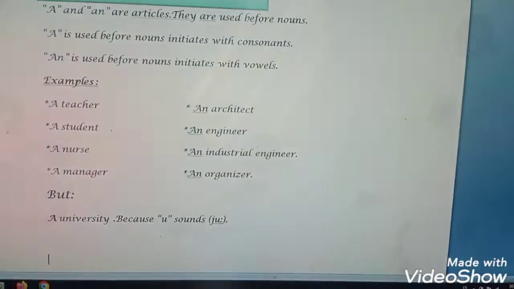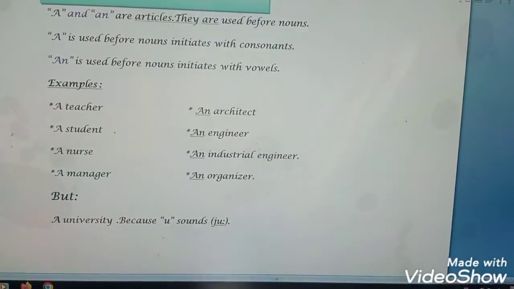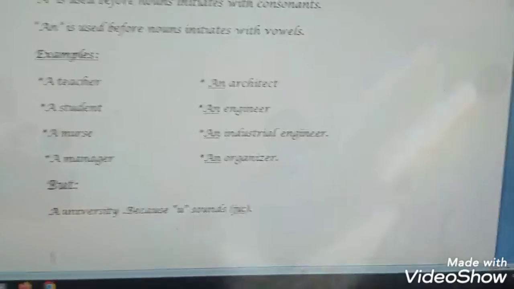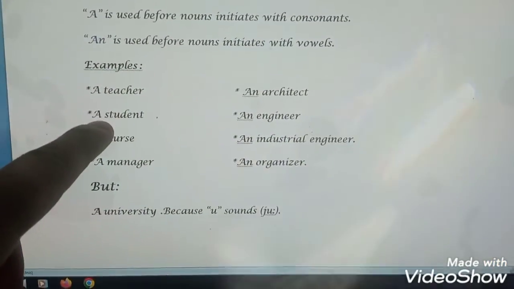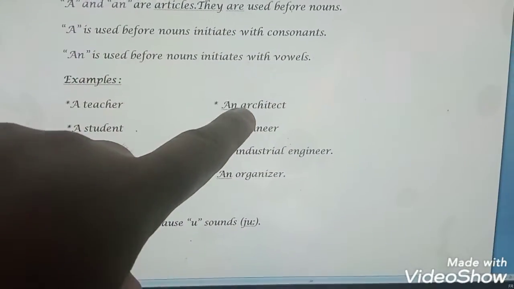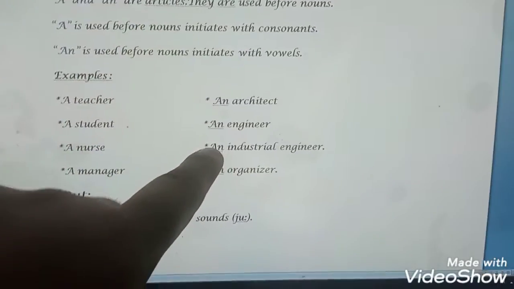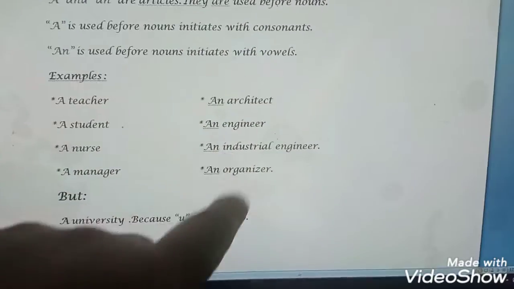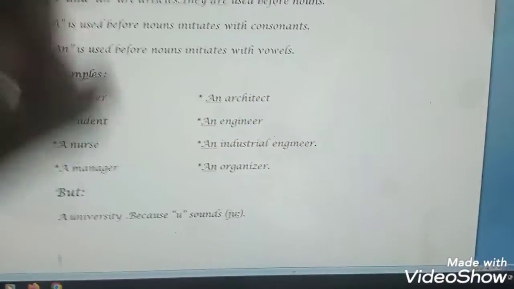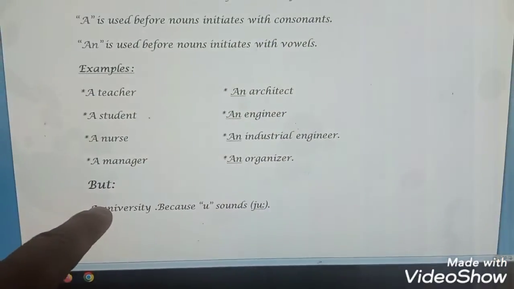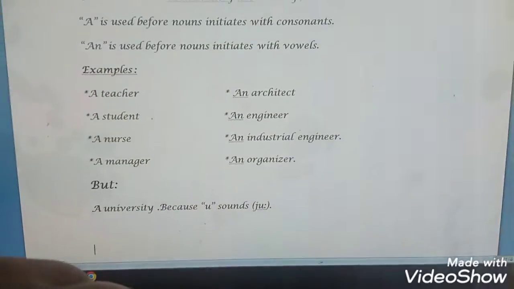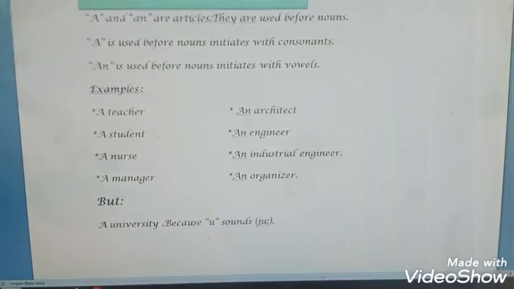Example, I said a teacher, a student, a nurse, a manager. Look at the consonants T, S, N, and M. For example, I said an architect, A, an engineer, E, an industrial engineer, I, and an organizer, O. So these are vowels. I use AN. But we have some exceptions. For example, a university, because university begins with U, yeah, it is a consonant sound. It is not a vowel.